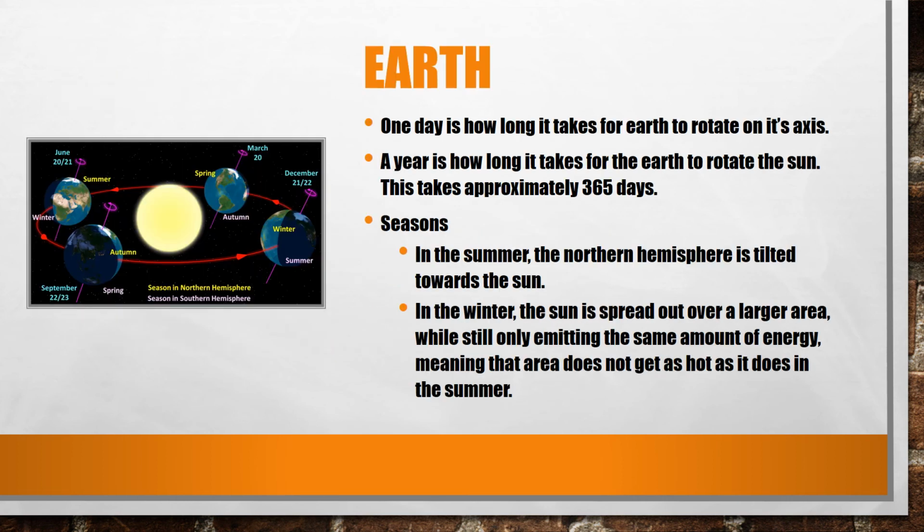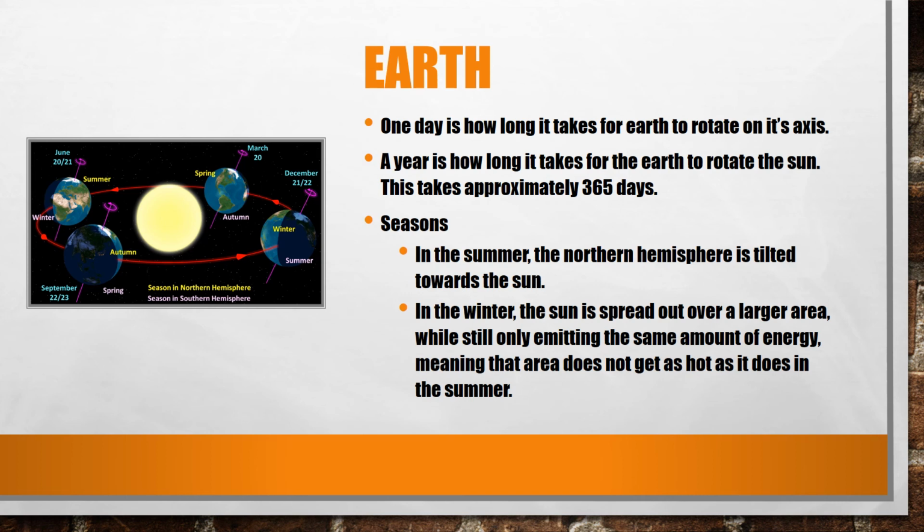Earth is the third planet from the Sun. It takes approximately 24 hours for the Earth to rotate on its axis. This gives us days. When the part of the Earth that you are on is facing the Sun, it is day, and when it is facing away, it is night. A year is how long it takes for the Earth to rotate around the Sun. This is approximately 365 days.